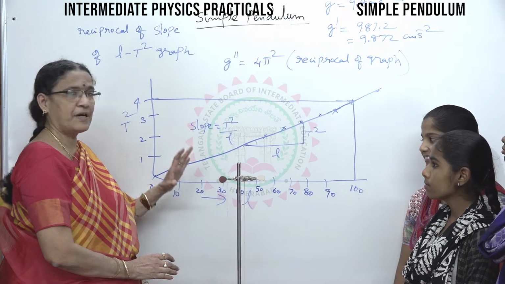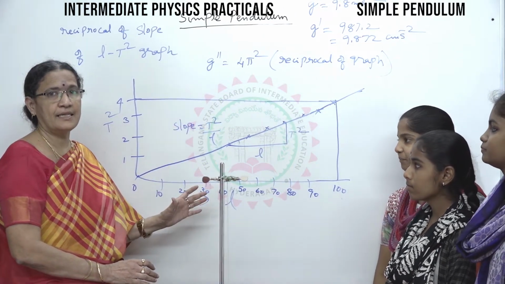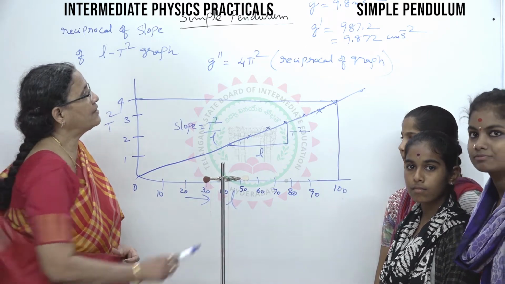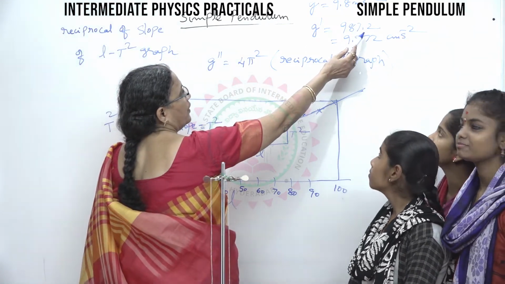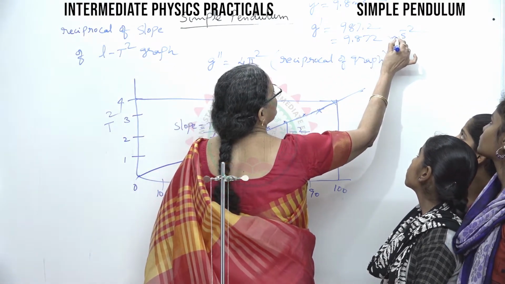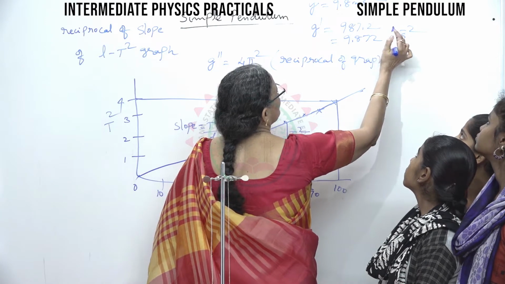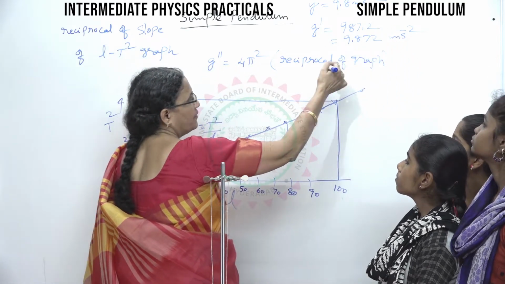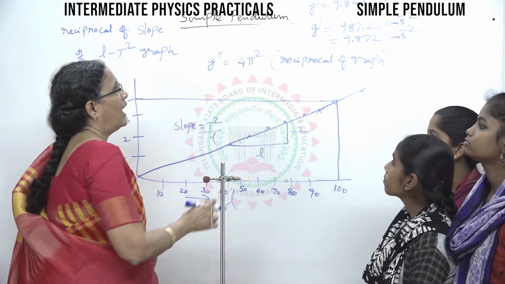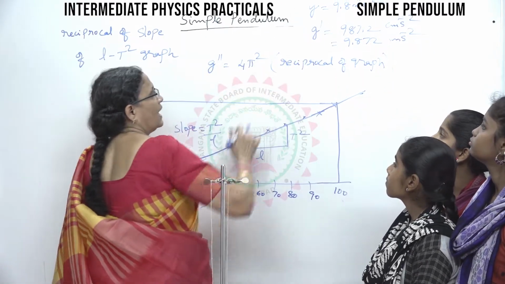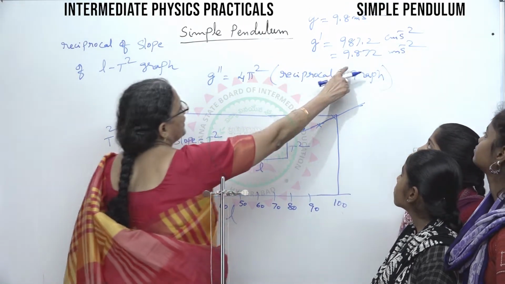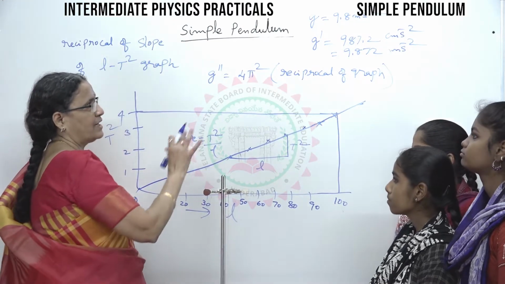So we have completed the experiment by taking 6 readings. We have taken the average, substituted, and we got the value 987.2 centimeters per second square. This is in meters per second square. To convert centimeters into meters, divide by 100. Okay. So this is the value we got. And what is G? G is the actual value. Without standard value, 9.8. We got 9.872. Okay, we are near to it.